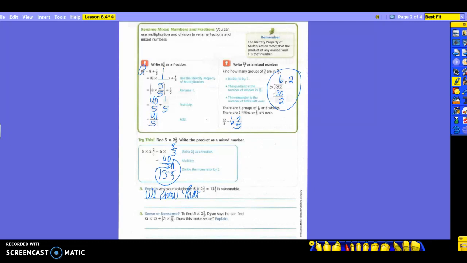that 5 times 2 equals 10. That's supposed to be a comma, and it did not get there. So 5 times 2 2/3 must be greater than 10.